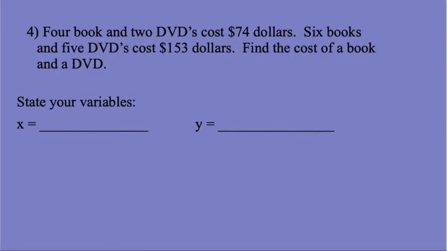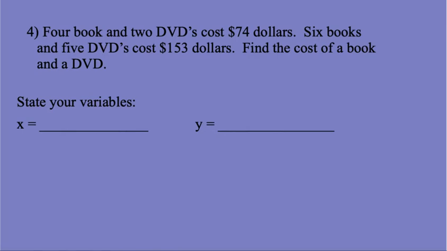Another example is when we're given different pieces of information that relate to a final cost or amount. So for example, 4 books and 2 DVDs cost $74. 6 books and 5 DVDs cost $153. Find the cost of a book and a DVD.